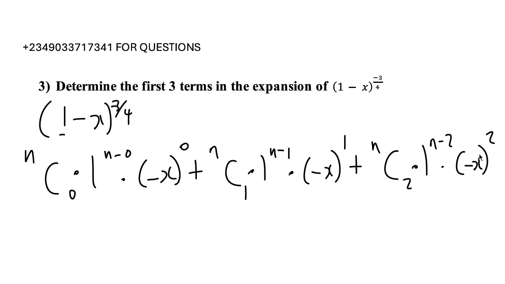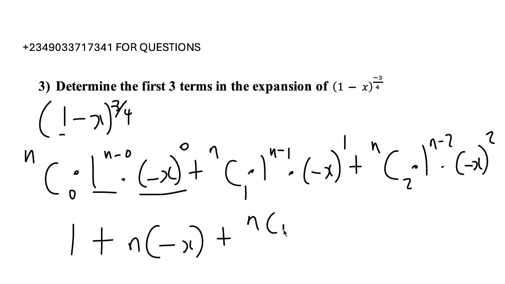You solve the question. You know this is a CBT exam, so you have to be fast. Please, if something like this comes. Right, so negative x to the power 0 is 1, 1 to the power n minus 0 is 1, and then n combination 0 is 1. So that's 1 plus, remember n combination 1 is n. So that's n into negative x, then plus n combination 2, which is n into n minus 1 over 2, remember, and then negative x all squared is negative x times negative x, which is x squared.